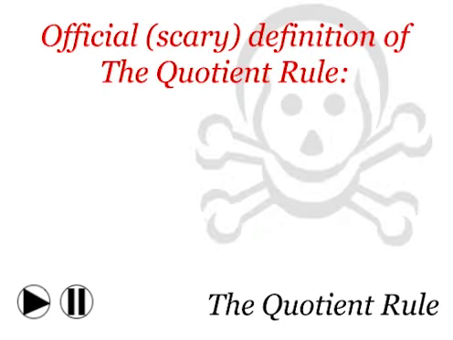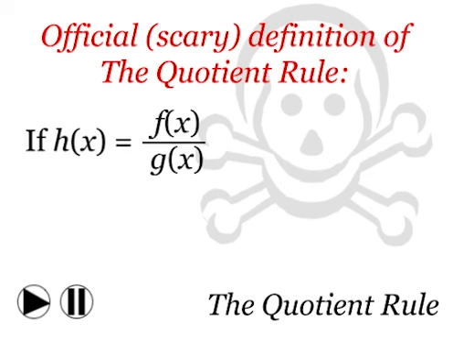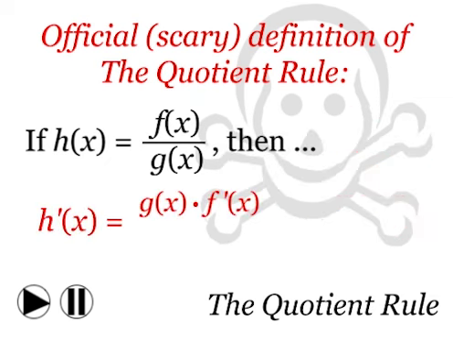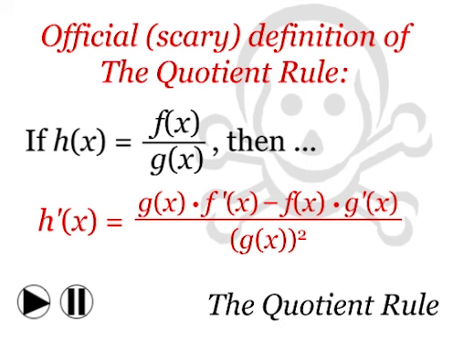Let's go ahead and define the quotient rule in official math terms. If some function h of x is equal to f of x divided by g of x, in other words, h of x is just some function defined as the quotient of two other functions, then the derivative of h of x is equal to g of x times f prime of x minus f of x times g prime of x all over g of x squared.